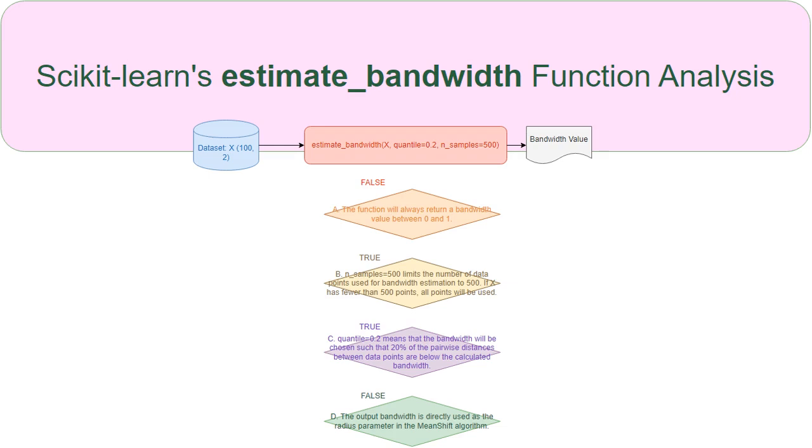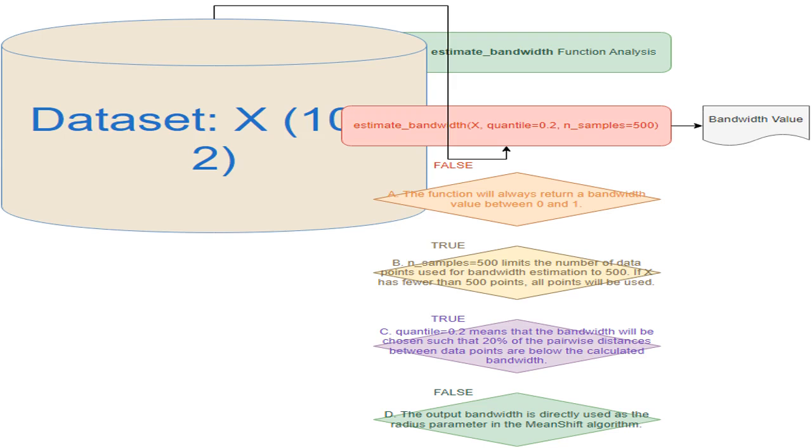I'm analyzing the scikit-learn function, estimate_bandwidth, which helps determine the optimal bandwidth for density-based clustering algorithms like mean shift. It's a crucial step in these algorithms because the bandwidth directly impacts how we define the density of data points. Think of it like deciding how big a magnifying glass you need to properly identify clusters in a scattering of dots. Our dataset, X, is a NumPy array.